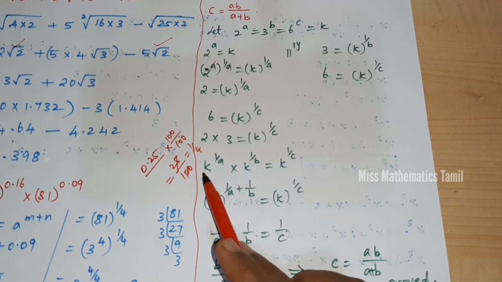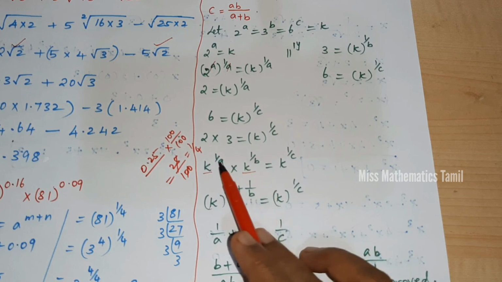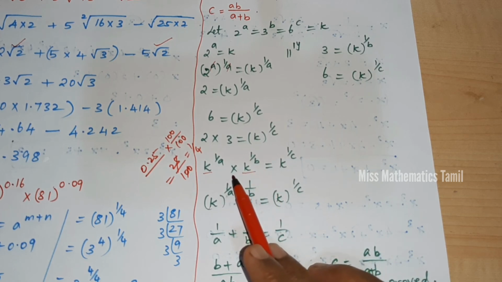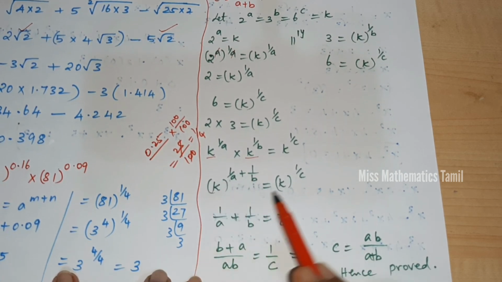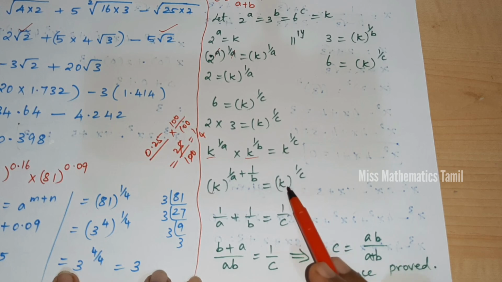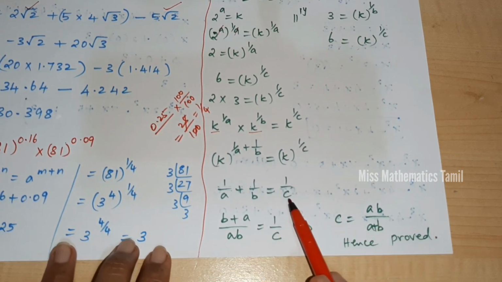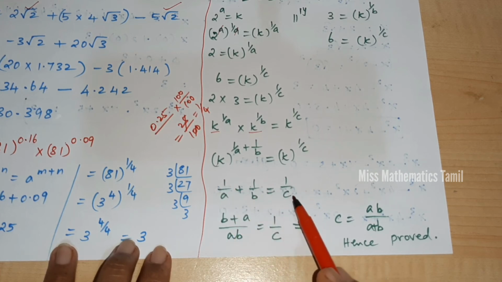Okay, next step, base are the same. So, I am writing K here. I am adding the powers because the multiplication sign is there, right? Here base K, on the right side also base K. So, the powers we can equate. So, 1 by A plus 1 by B is equal to 1 by C.